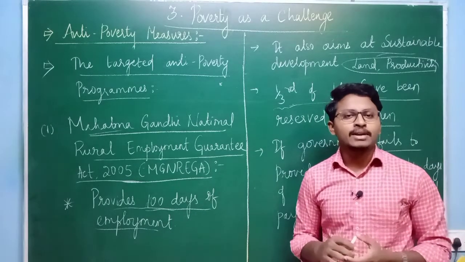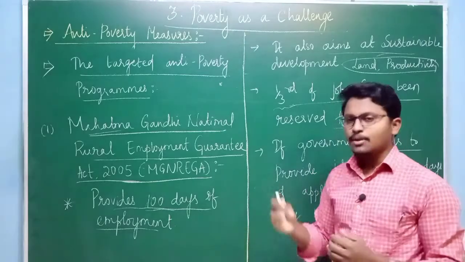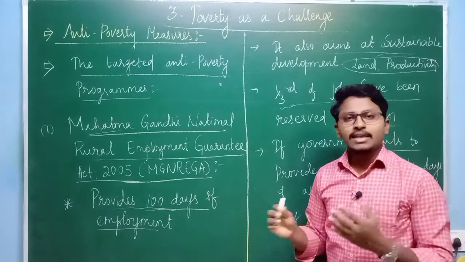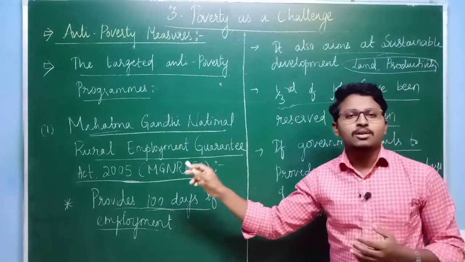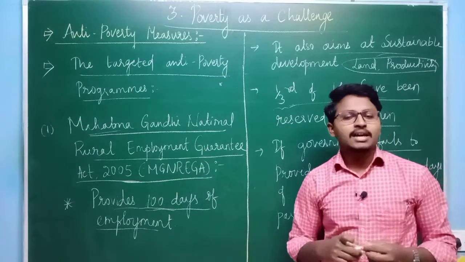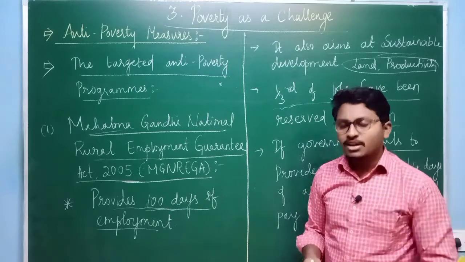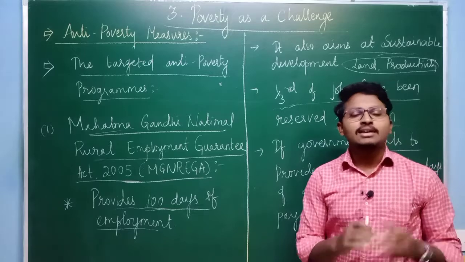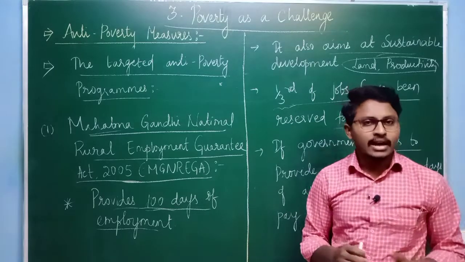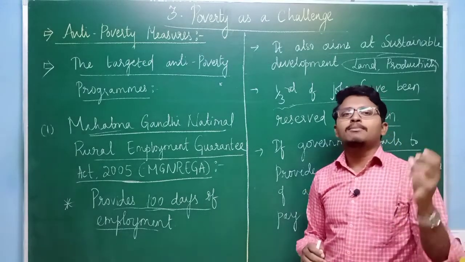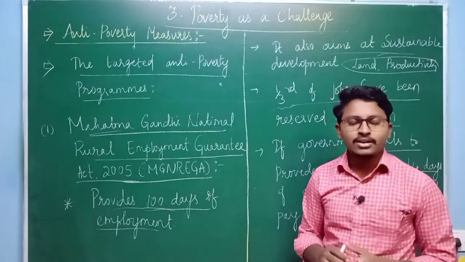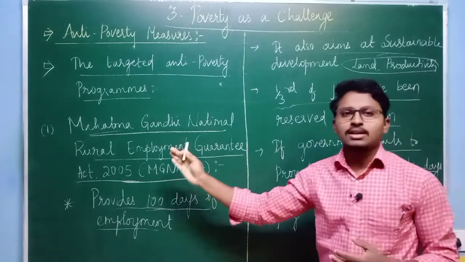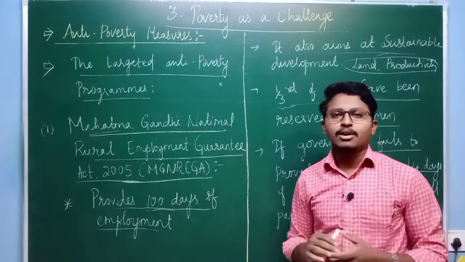pay an unemployment allowance. That means, suppose a person is unemployed and wants to work, then he can go and apply for any kind of job under this scheme called MGNREGA. And if the government fails to provide the job within 14 days of the application, then the person will get an unemployment allowance. That means some money will be given monthly as an assurance for this man. So these are some of the features of this scheme known as the Mahatma Gandhi National Rural Employment Guarantee Act.